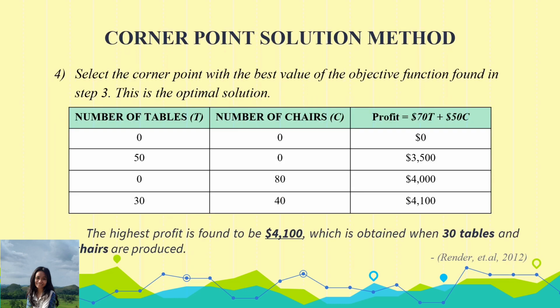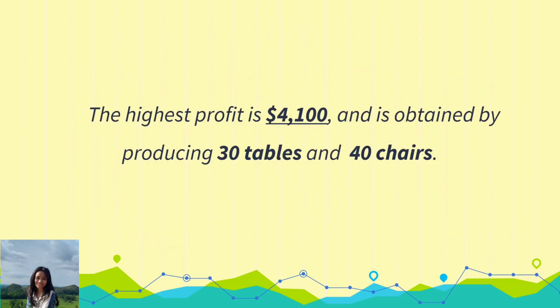Lastly, we need to select the corner point with the best value of the objective function found in step 3. So we made a table which shows the profit of every corner point in order to easily differentiate them. With that, the highest profit is found to be $4,100, which is obtained when 30 tables and 40 chairs are produced. Regardless of the method that we have used, we have arrived at the same highest profit, which is $4,100, and is obtained by producing 30 tables and 40 chairs.